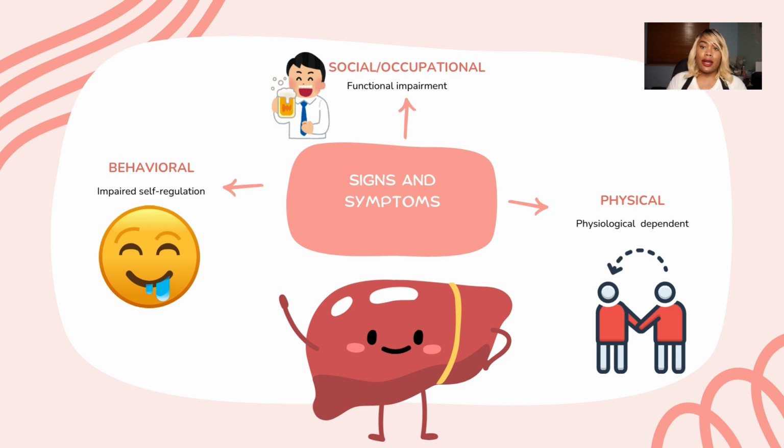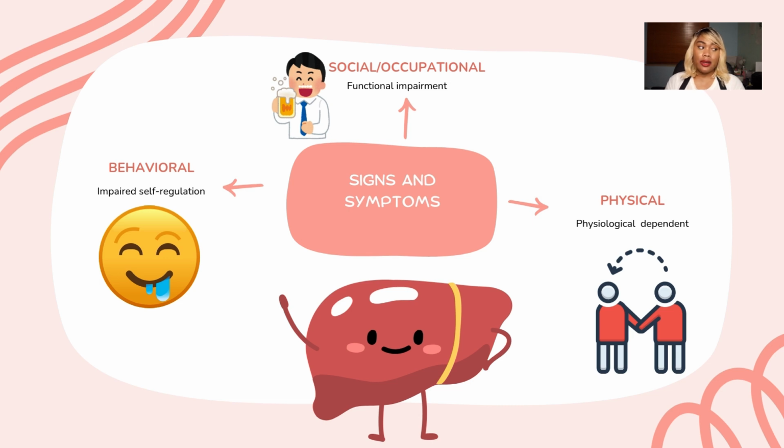So the next category will be social or occupational. Are there problems at work, school, in their relationships? We want to know, is it due to alcohol? That's the key. Or do they have a problem giving up activities? Are they giving up some of the activities that they enjoy? We want to know about their functional impairment in this category overall.